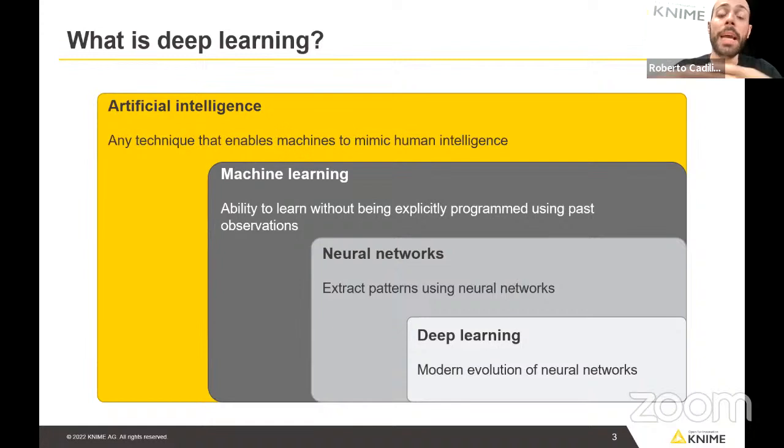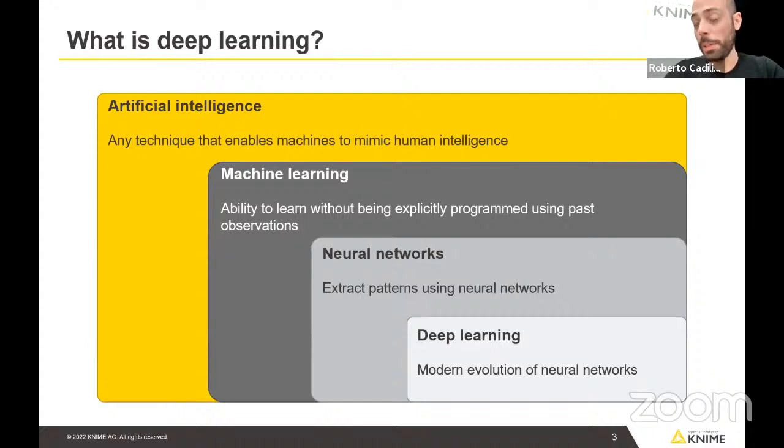As you can see from the slide, we have then deeper levels, where the next level would be machine learning. In machine learning, we try to let a computer or a model learn without being explicitly programmed to do that, by just relying on past observations. So learning from the past to predict, or to spit out some predictions about the future.